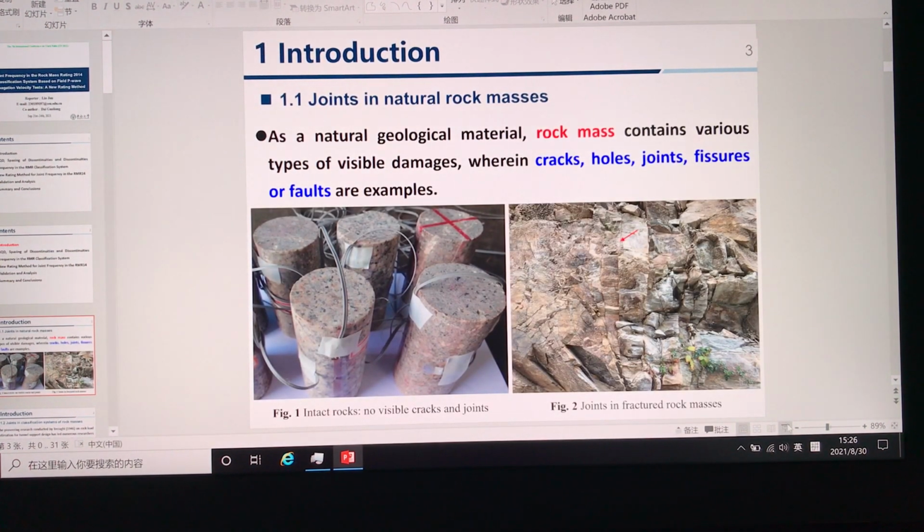As a natural geological material, rock mass contains various types of visible discontinuities, wherein cracks, holes, joints, fissures, and faults are examples. In our conference, the cracks are the same topic, but today we are going to talk about joints and their ratings in the RMR classification system. In the first picture, we can see there are few visible cracks and joints in entire rocks, and for rock masses, there are many visible joints and faults.